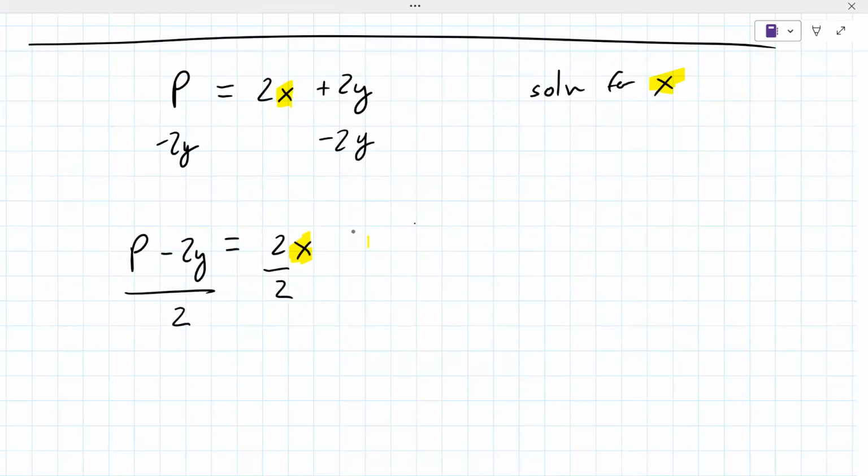So there are some numbers in literal equations, maybe not that many, but there are some. So now x equals p minus 2y over 2. The numerator is really in parentheses, so you can't just arbitrarily cancel something. Is that okay for the moment? Okay, let's have you try one here.